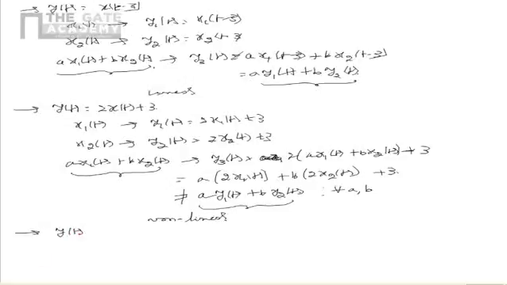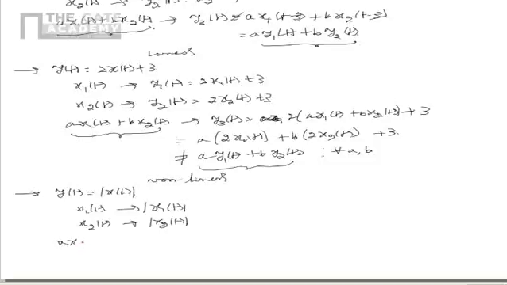Now let us consider another system. Y of t is equal to mod x of t. In this case, for input x1 of t, the output is mod x1 of t. For input x2 of t, the output is mod x2 of t. For any generic a and b, and for any generic x1 of t and x2 of t.